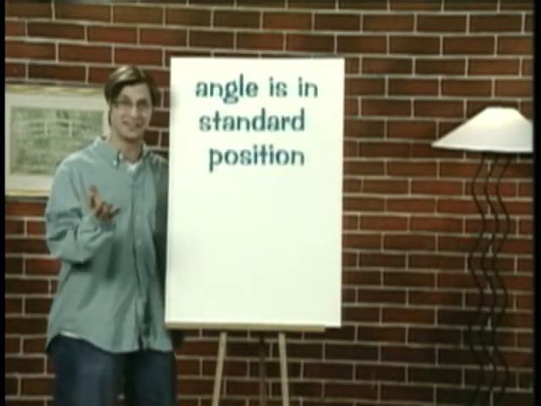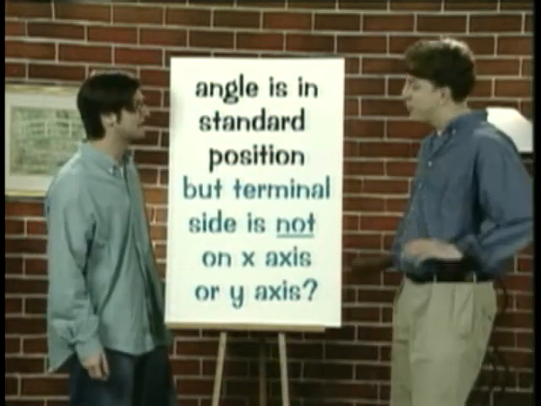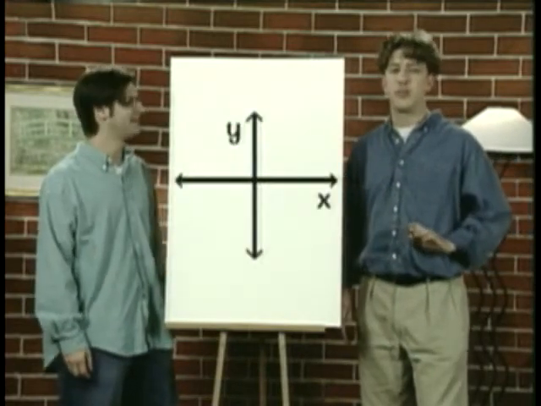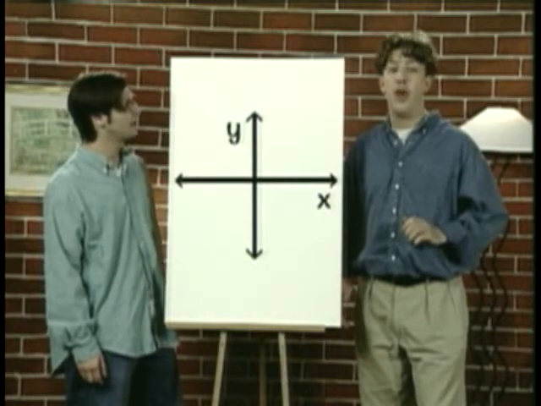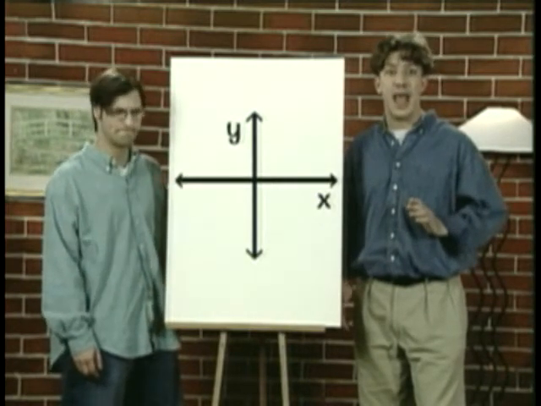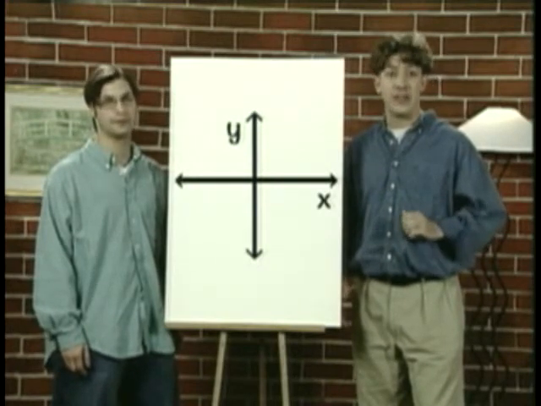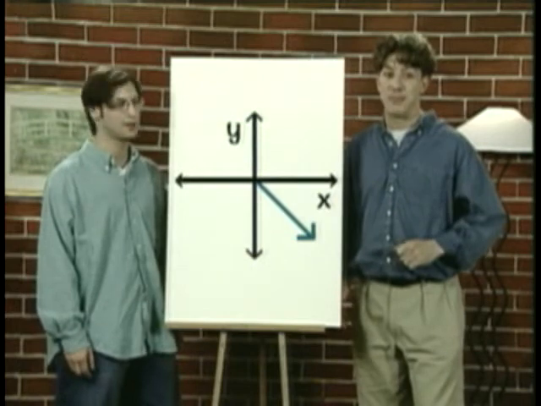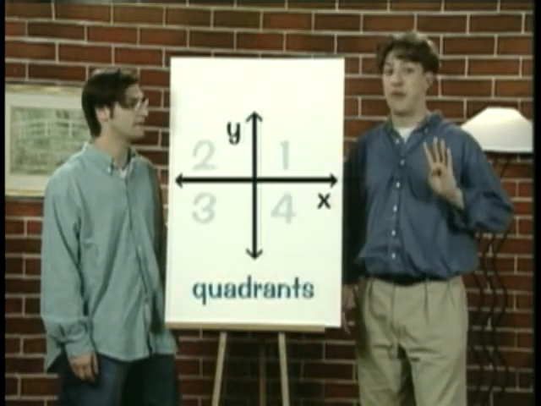But what if our angle is in standard position, but its terminal side is not on the x or the y axis? Don't worry. As you can see, there's lots of space between these axes. If the terminal side of a standard position angle does not fall on the x or y axis, then we know that the terminal side must have landed somewhere in these big spaces in between the axes. These big spaces have a name. Texas? Nope. They're called quadrants, and there are 4 of them.